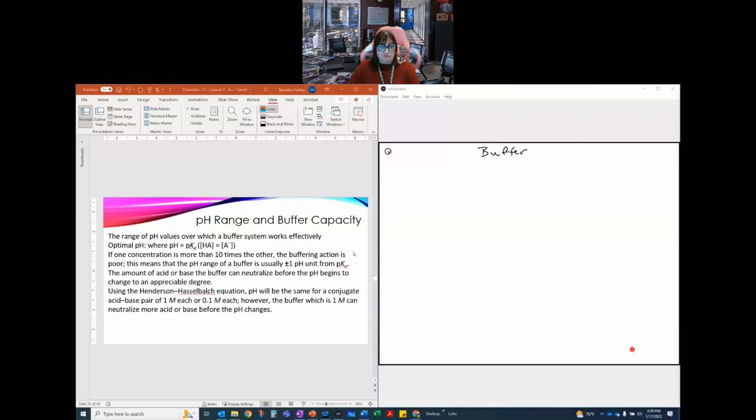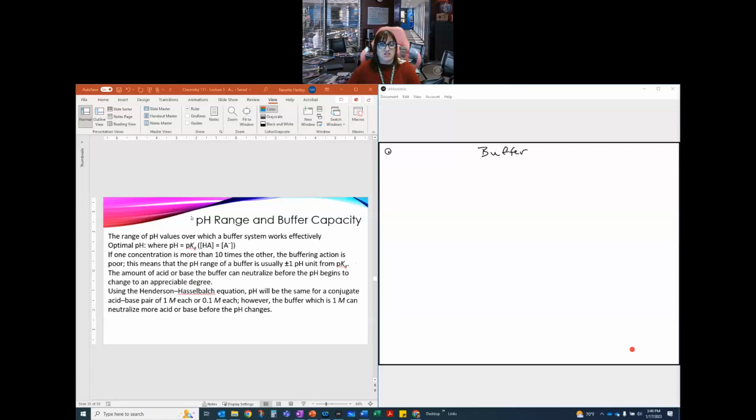So that's a buffer. Now, we say that a buffer has a range and a capacity. The capacity is related to the concentration of the acid and the base, because that will determine how much acid or base I can add without changing pH. The other thing is the range over which it works. The range of pH values over which it works effectively is approximately plus or minus 1 pH unit from the pKa of the acid or the pKb of the base.